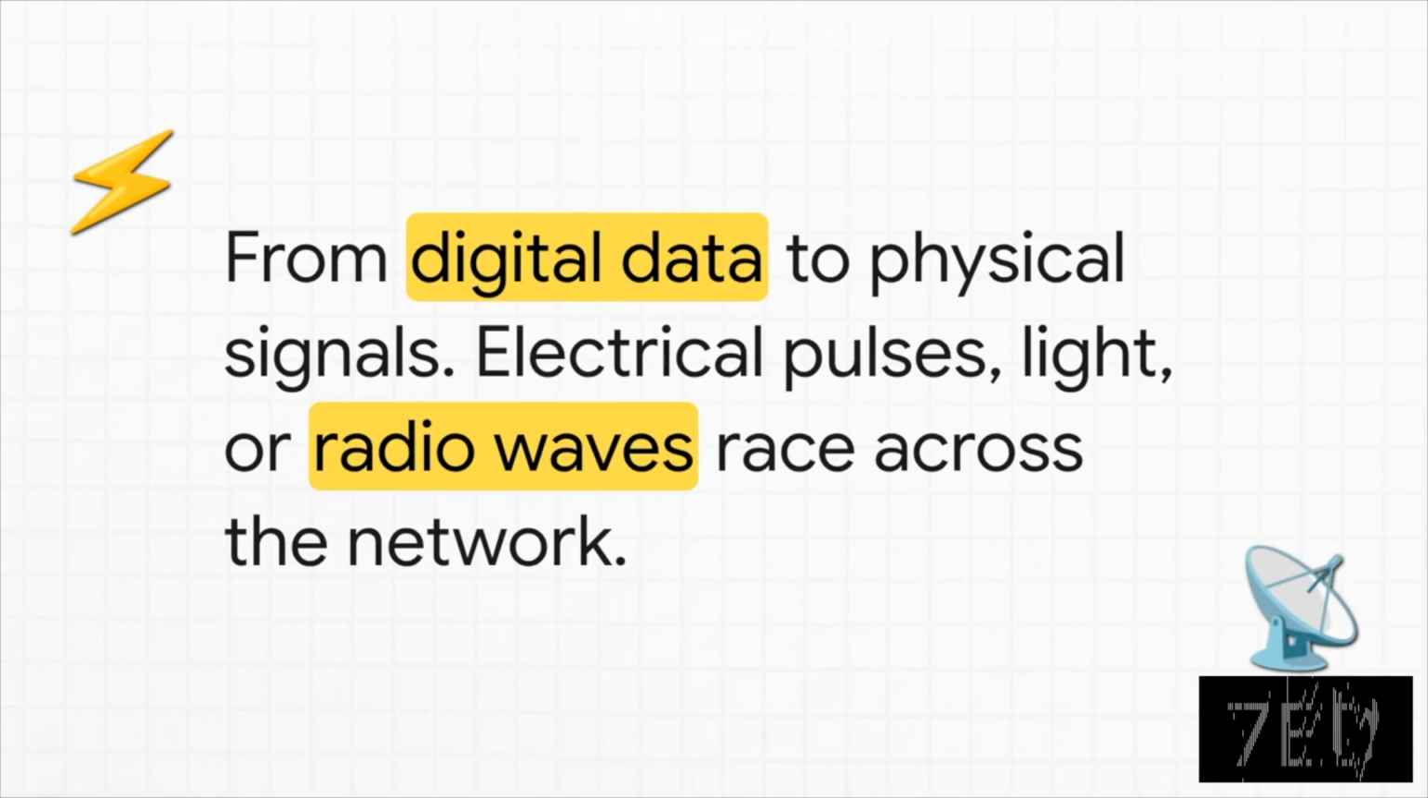And we've made it to the bottom. At layer 1, all of that perfectly packaged, addressed, and translated data is finally turned into actual physical signals. We're talking electrical pulses zipping through a cable, tiny flashes of light in a fiber optic line, or radio waves floating through the air. Our digital message is now a real physical thing racing across the network.